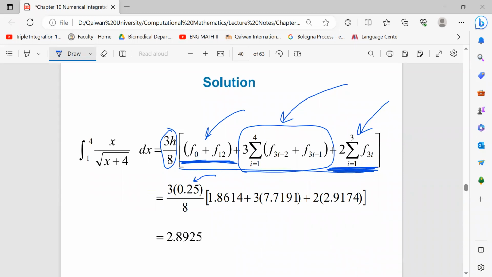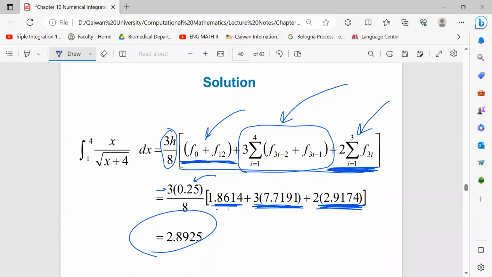H is 0.25. This is 3h over 8, times f0 plus fn, plus 3 times those, and 2 times 3 multipliers. Then we evaluate it, we get the result. That's it. Okay. It's so easy. Just evaluation. It's just evaluation of the function. Nothing else.